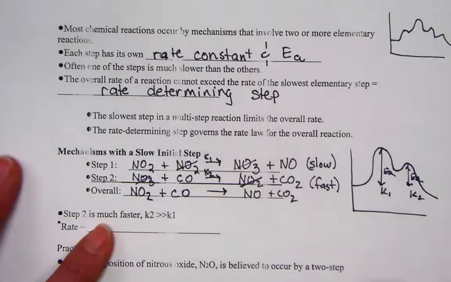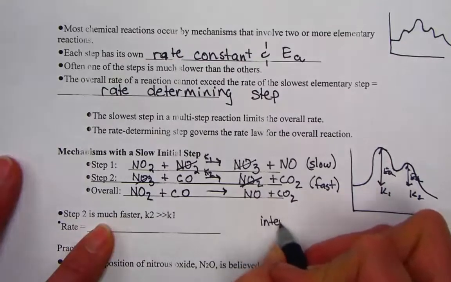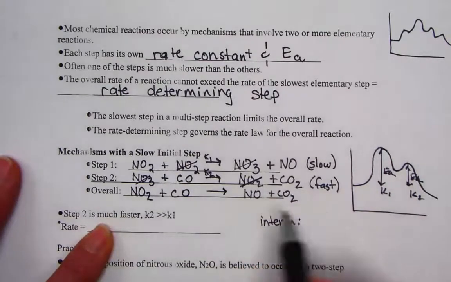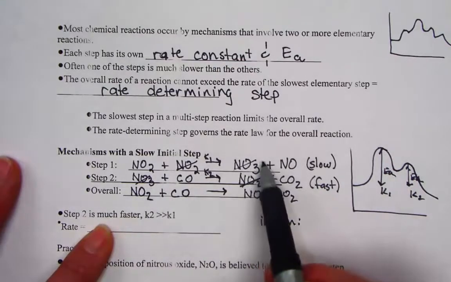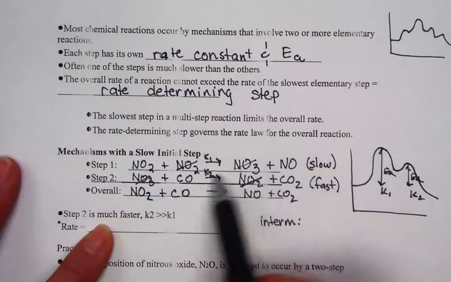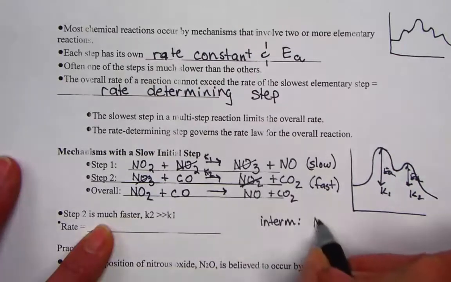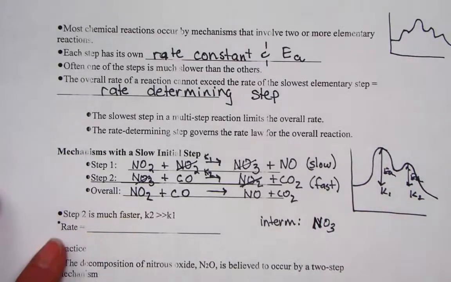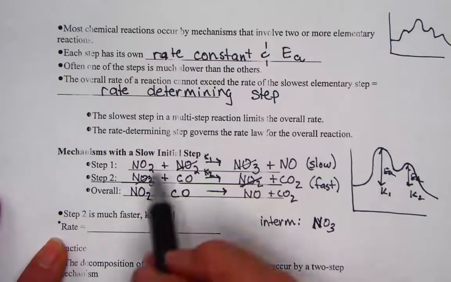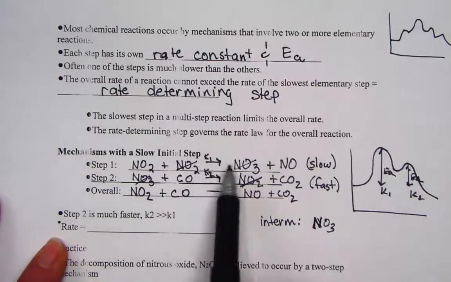With this particular pattern, let's label the following words. An intermediate is something that is produced and then immediately used up. NO3 was formed in the first step and then consumed in the second step. NO3 is known as an intermediate. Now, when I look at my overall rate law, it comes from the slowest step.